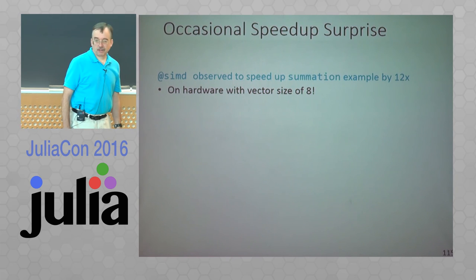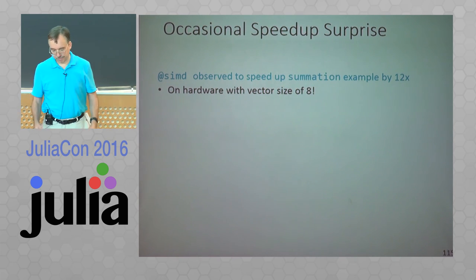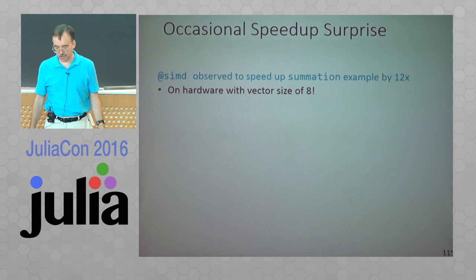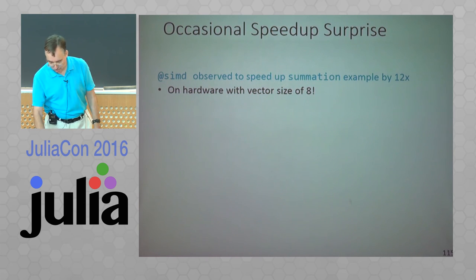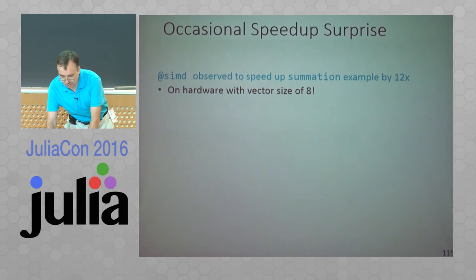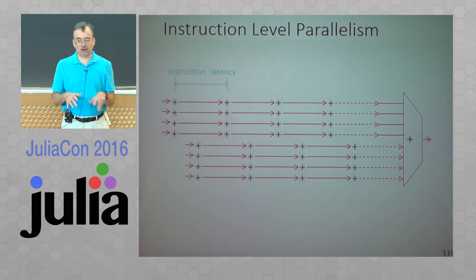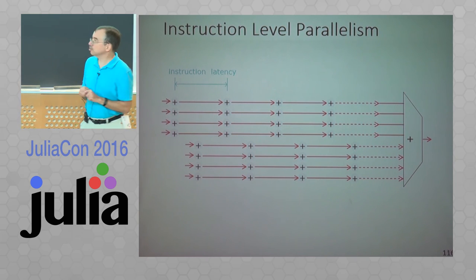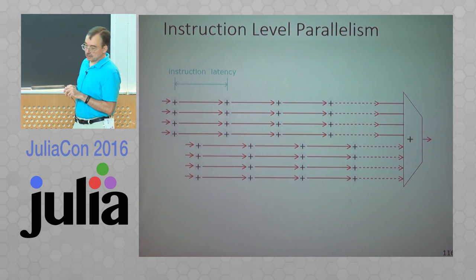Okay, one thing that throws some people is, geez, I have hardware that has a vector size of 8, and I run this loop through, and I put @simd, and it speeds up by a factor of 12, which is pretty impressive on hardware that's only 8 wide. But that's the thing, @simd gives permission to reorder the loop iterations. You're saying, I don't care about the order of the loop iterations. So what it's also giving permission to do is to put more instructions in flight.